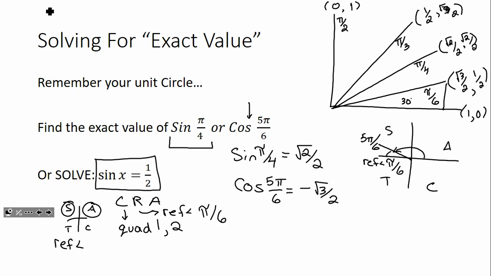And so what are my actual angles? In quadrant 1, x equals pi over 6. And quadrant 2, 5 pi over 6. And that's all you do. So that basically is lesson 6.1 in your chapter book, in your textbook.